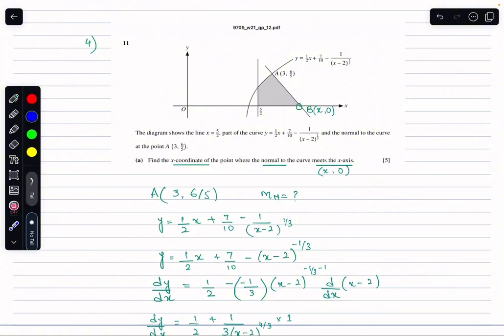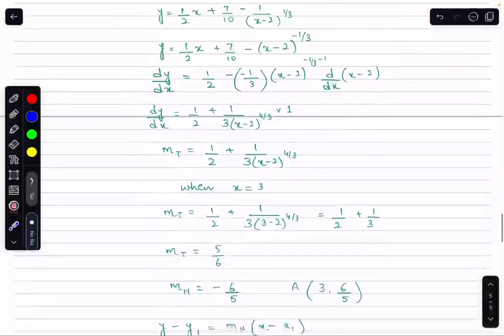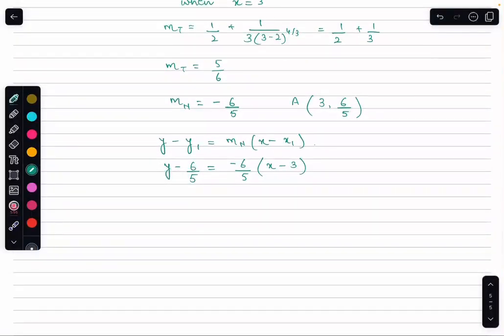We have already decided that our y-coordinate needs to be 0. So just to get the x-coordinate, I already know that my y should be 0, and if I substitute y as 0 here, I will be left with negative 6/5 equals negative 6/5 times (x minus 3). Negative 6/5 gets cancelled. I will be left with 1 equals x minus 3, and I can say that the x-coordinate here becomes 4.